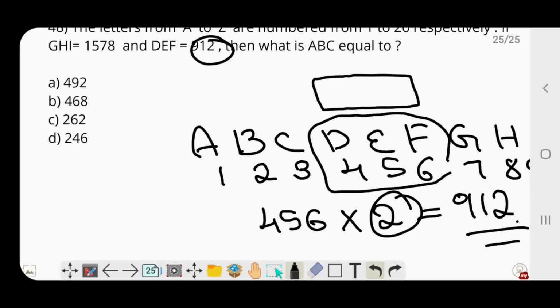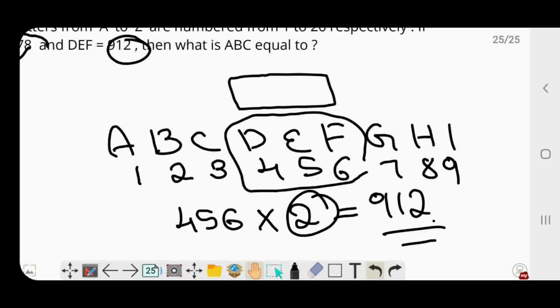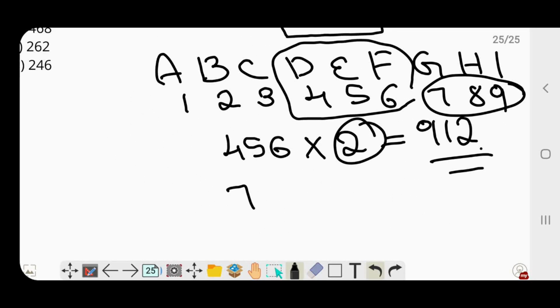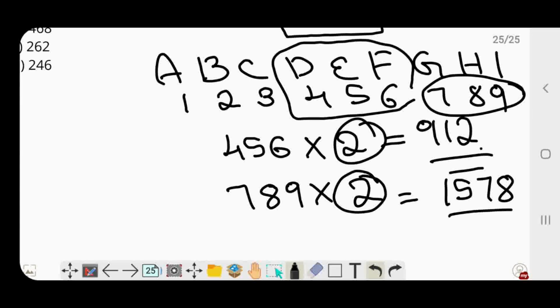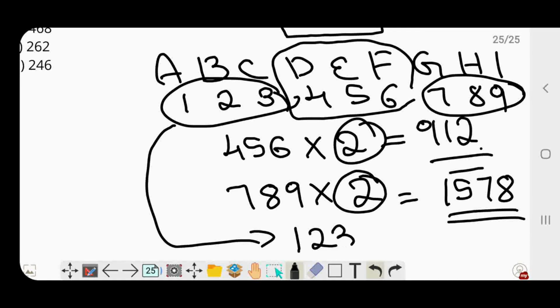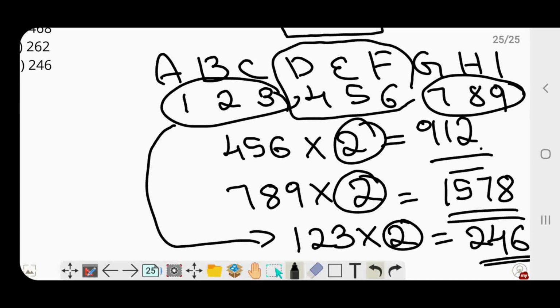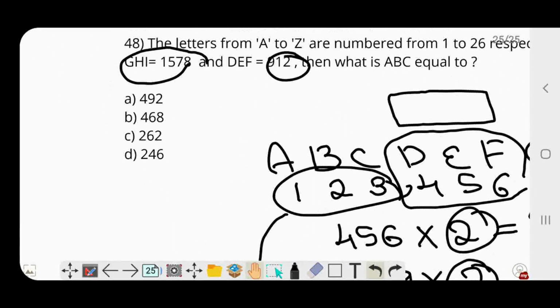Similarly, we have GHI is equal to 1578. If we see closely, then we come to know that GHI is 789, and 789 multiplied by 2 will again give us 1578. Now the question is, what is ABC? ABC is nothing but this 123 multiplied by 2, which gives us 246. Can we see 246 anywhere? So option D is the right answer, 246.